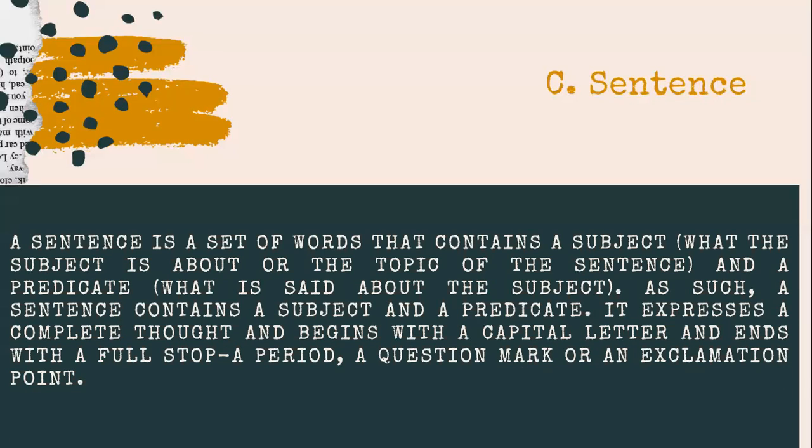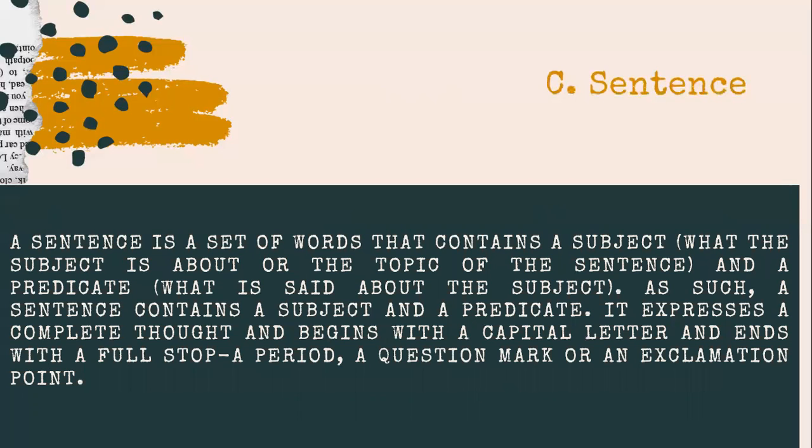So now let's define the last topic for our lesson today, the sentence. So what now is a sentence? A sentence is a set of words that contains a subject, what the sentence is about or the topic of the sentence, and a predicate, what is said about the subject. As such, a sentence expresses a complete thought and begins with a capital letter and ends with a full stop, a period, a question mark, or an exclamation point.